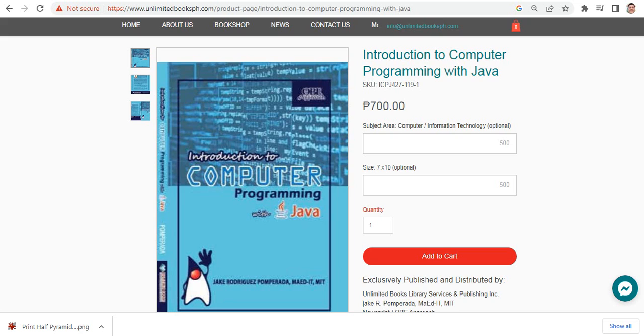The book is very affordable. It is only 700 pesos.